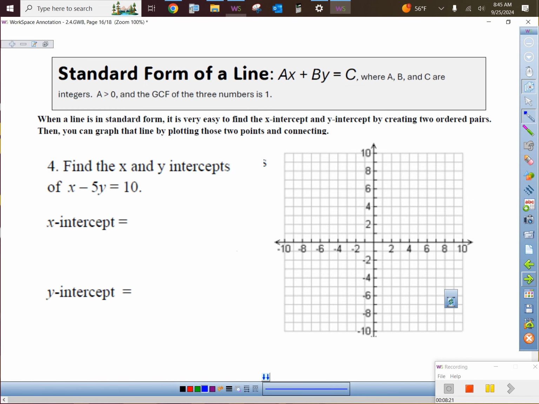I'll let you find the x-intercept and the y-intercept with a neighbor. Pause the video, see what you think. Watch your signs.